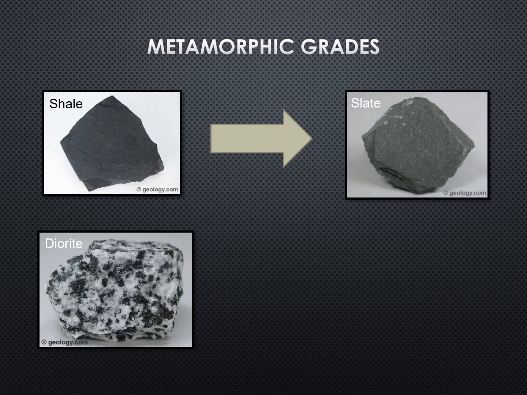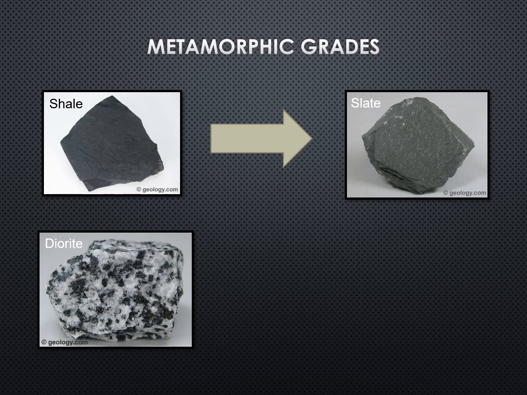Notice that there's not a whole lot of difference in appearance between these rocks. They're often easily confused in hand sample during the identification portion of exams. So shale is a sedimentary rock, and as we know, shale forms from mud that's solidified over thousands to millions of years. When shale is exposed to a little bit of heat and a little bit of pressure, it can metamorphose into slate. So slate is a metamorphic rock.